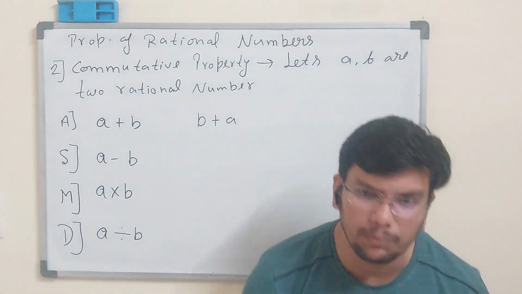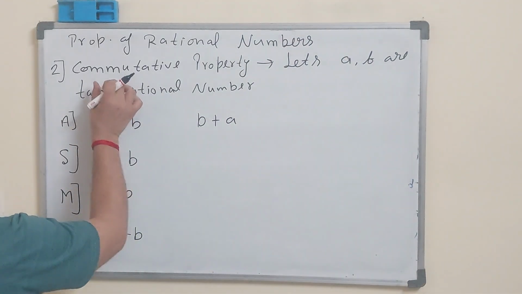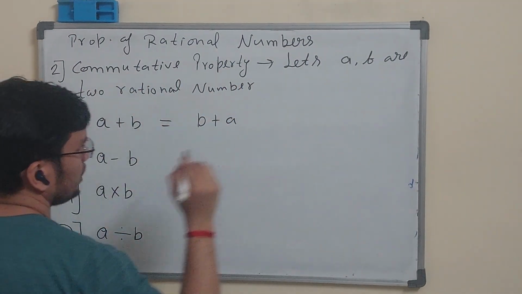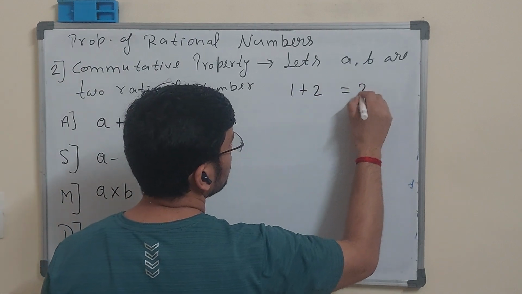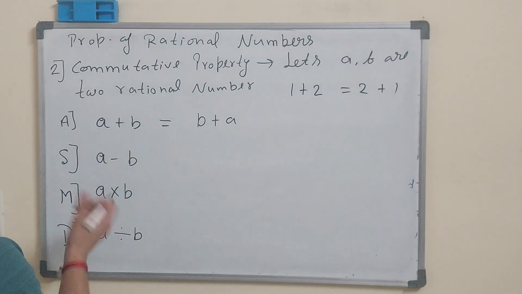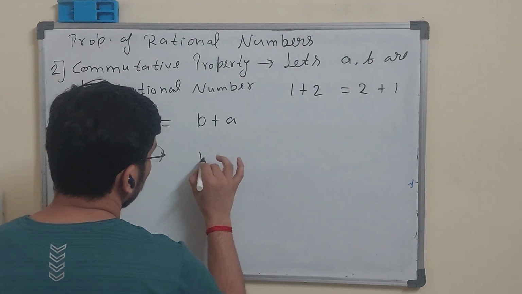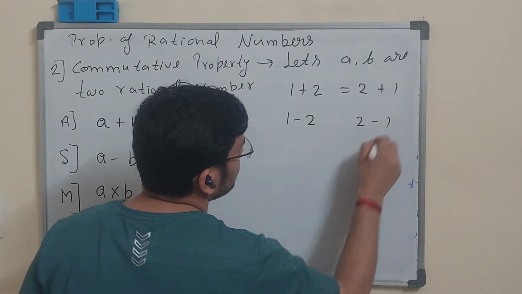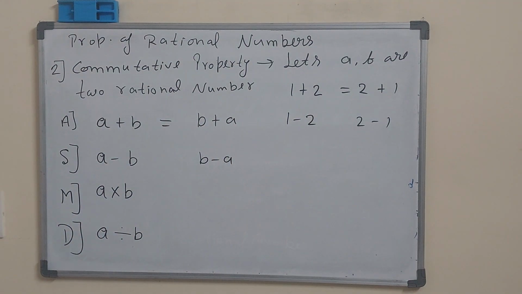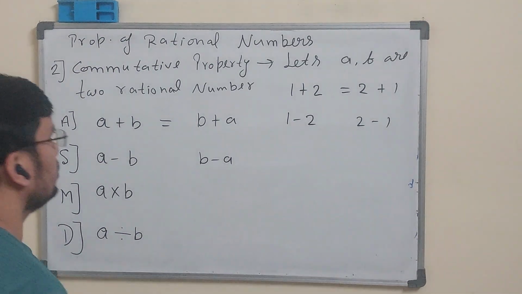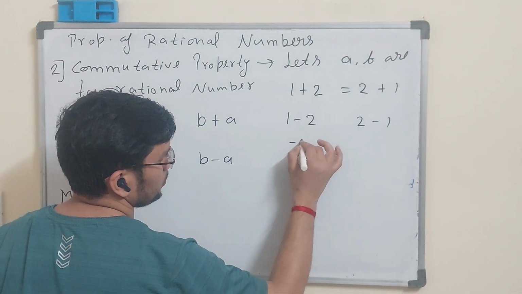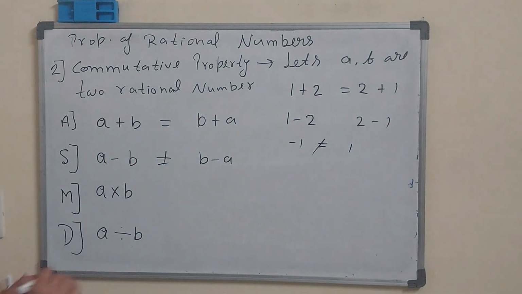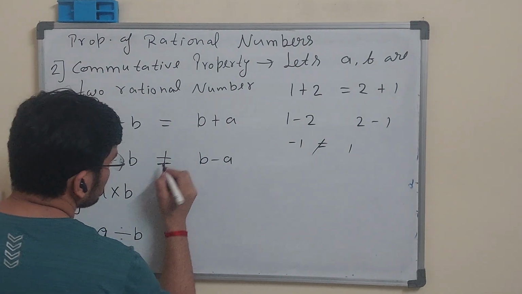So in the case of commutative property, for addition it will be the same, like 1 plus 2, 2 plus 1, you will get the same answer. In the case of subtraction, A minus B, B minus A, let's check. 1 minus 2, 2 minus 1. 1 minus 2 will be minus 1, 2 minus 1 will be 1. It is not equal. So commutative property in the case of subtraction is not valid.